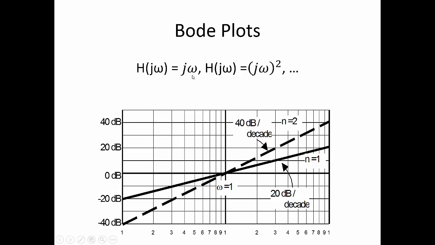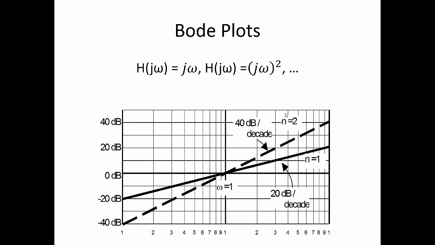If j omega is in the numerator, then we're positive, and we have a positive slope with a slope when n is 1, just j omega, of 20 dB, and when our n is 2, because we have j omega squared, slope of 40 dB. By the way, if we have j omega cubed, what do you think we have? Yep, 60 dB per decade.